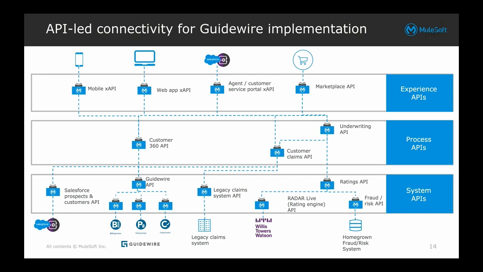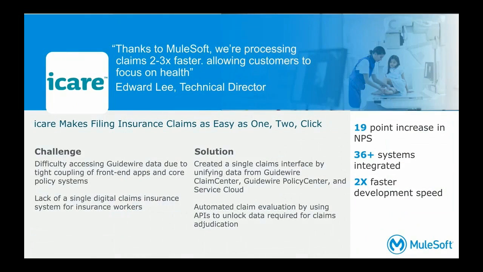So what does this look like in practice? iCare is an example of a company that has really embraced API-led connectivity as a means of accelerating Guidewire implementation. iCare, for those of you who are familiar, is a workers' compensation insurance organization that provides workers' comp for the Australian state of New South Wales. So millions of folks that they are servicing.